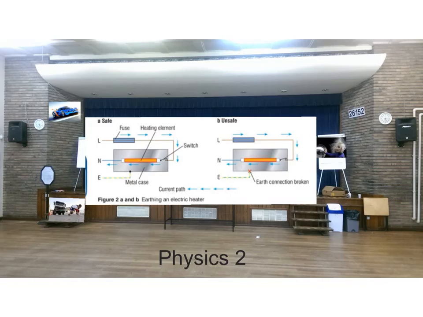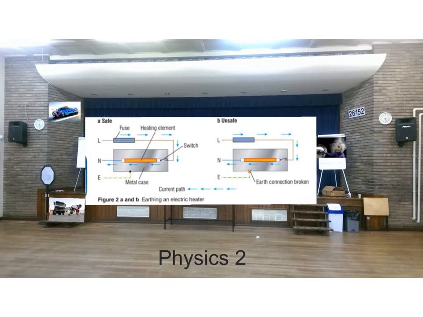A fuse contains a thin wire that heats up, melts, and cuts off the current if the current is too large. A fuse is always fitted in series with the live wire. This cuts the appliance off from the live wire if the fuse blows. A circuit breaker is an electromagnetic switch that opens, i.e. trips, and cuts off the current if too much current passes through the circuit breaker. A mains appliance with a plastic case does not need to be earthed because plastic is an insulator and cannot become live. Remember, the earth wire protects the user and the fuse protects the appliance and the wiring of the circuit.